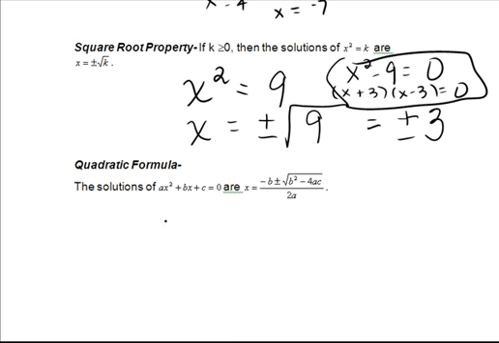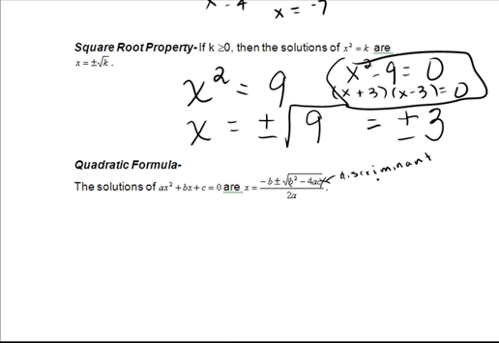Okay, third one, and probably the one students remember most often, is when we have a quadratic of the form ax squared plus bx plus c equal to 0. We come up with two solutions. X is equal to minus b plus or minus the square root of b squared minus 4ac, all over 2a. And this part inside here, that's called the discriminant, the part inside the radical.